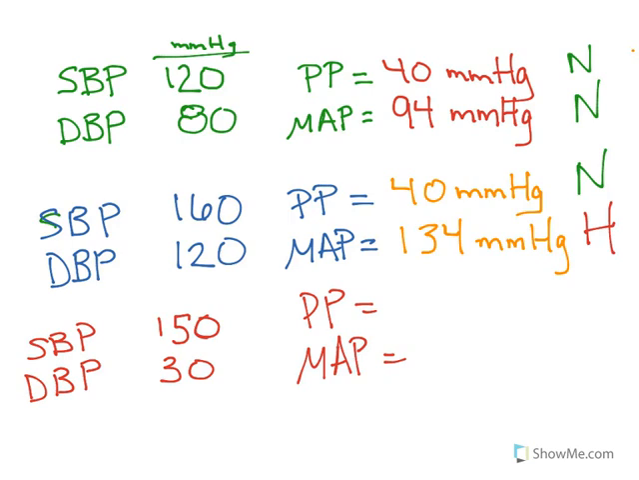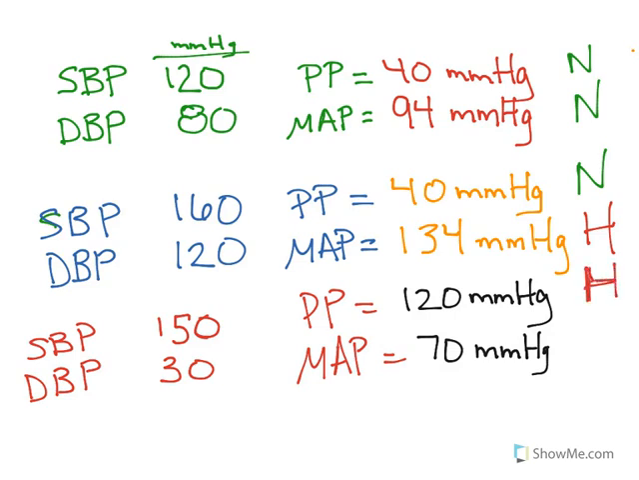Last scenario. Systolic blood pressure 150 millimeters of mercury, a diastolic of 30 millimeters of mercury. If I do that, the pulse pressure is 120 millimeters of mercury. And if I calculate the mean arterial pressure, I get 70 millimeters of mercury. A third of 120 is 40. 40 plus 30 is 70. So when I look at this, that pulse pressure is high, very high. The mean arterial pressure is still actually in the normal range.